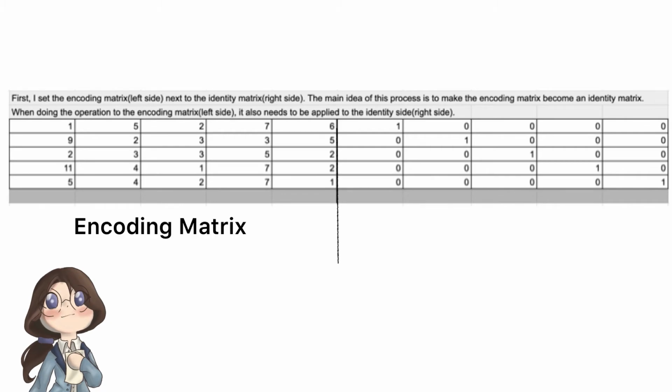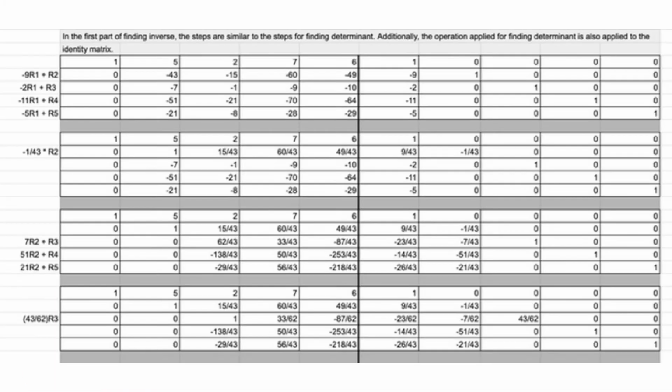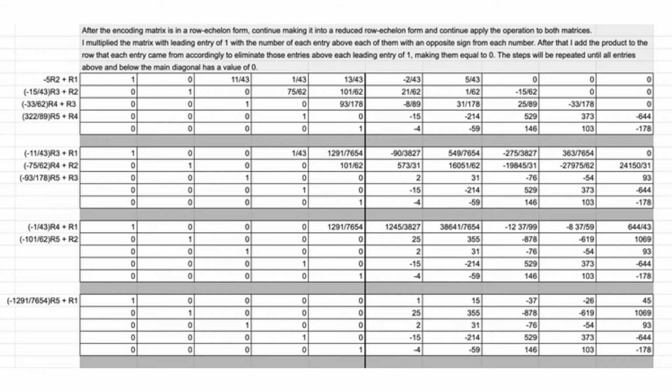First, set the encoding matrix next to the identity matrix. The main idea of this process is to make the encoding matrix become an identity matrix. Second, apply the same operations as the ones for finding the determinant to both matrices. Third, continue dividing each row by the number of its leading entry in order to obtain a row echelon form. Fourth, multiply the leading entry of 1 by each entry above it with the opposite sign of each number. Then add the product to each row accordingly to eliminate those entries above each leading entry of 1, making them equal to 0.